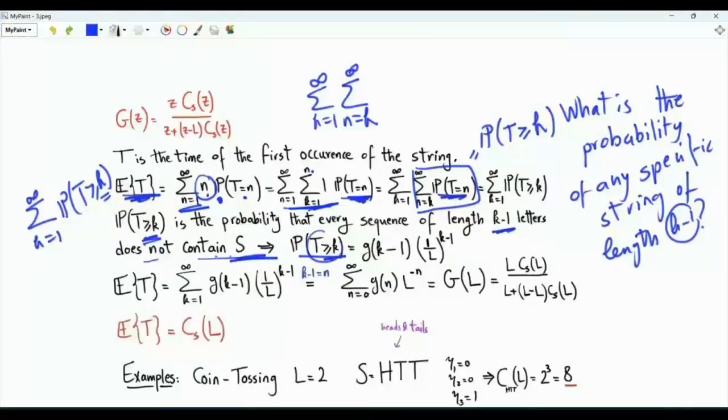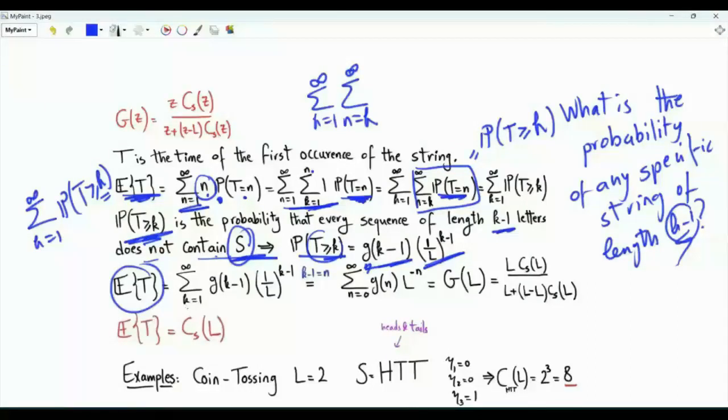The event of interest is that we have a string of length k minus 1 that does not contain S. So we need to take this 1 over L to the k minus 1 and multiply by the number of strings of length k minus 1 that do not contain S at all. And by definition, this is small g. Small g of k minus 1 is a count of the number of sequences of length k minus 1 free from S. This probability here is g of k minus 1 times 1 over L to the power k minus 1.